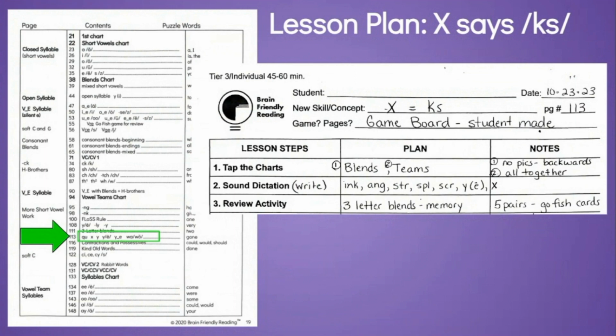This lesson is found a little more than halfway down the page and is taught after three-letter consonant blends. As you can see, the charts that have been introduced and tapped up to this lesson are the first chart, the short vowels chart, the blends chart, and the vowel teams chart.